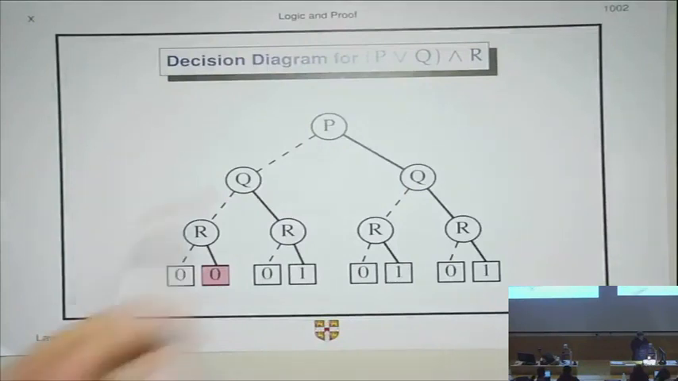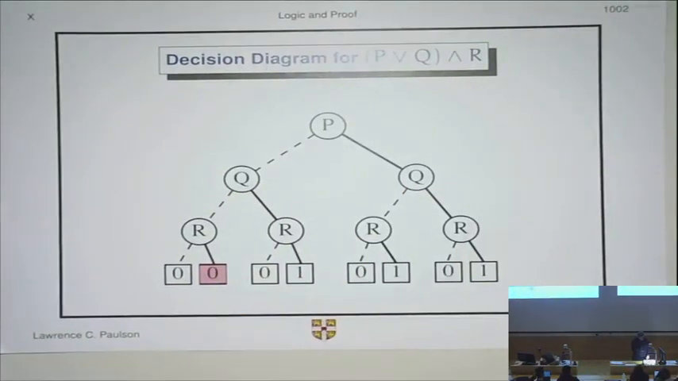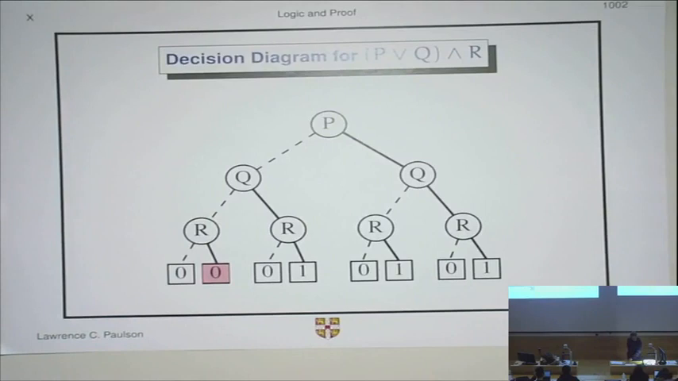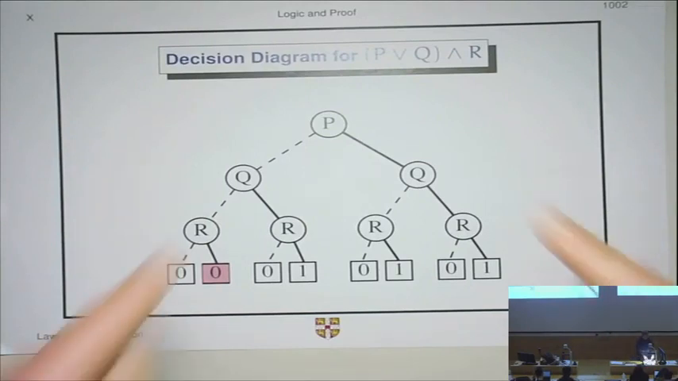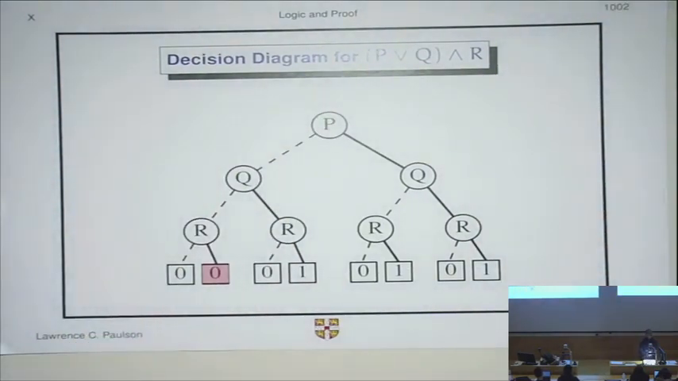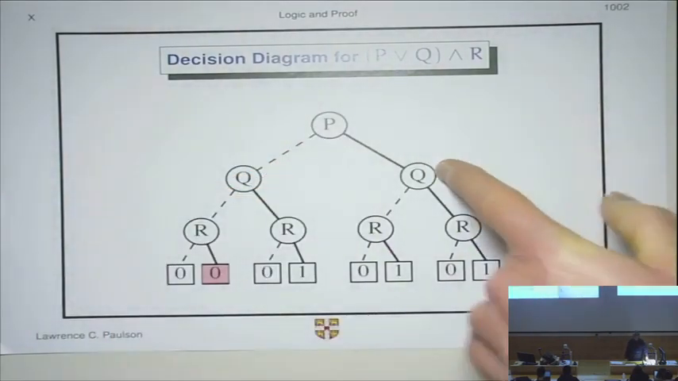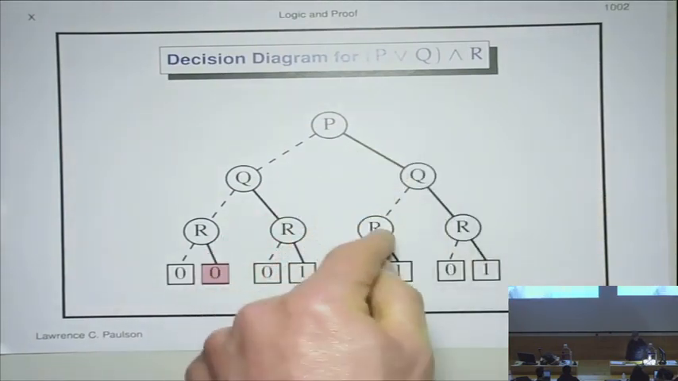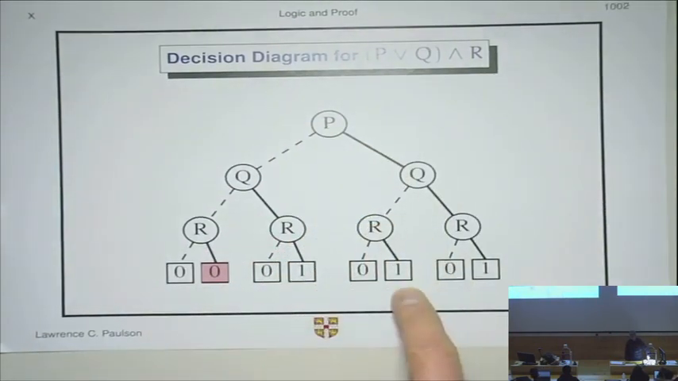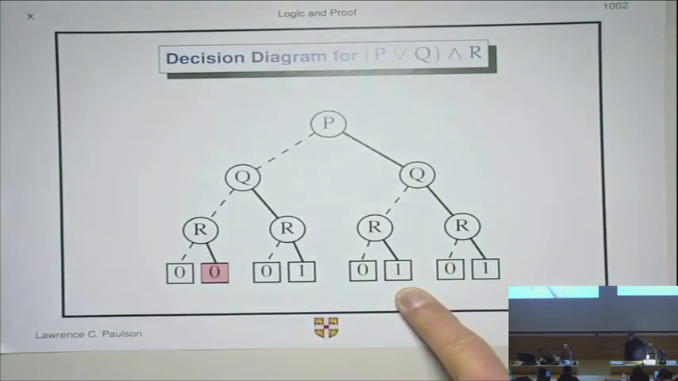And why did I highlight this one? I'm trying to give you an idea about the sharing. You see, this thing gives us a way to evaluate the formula for any particular value, because if somebody tells me, for example, that P is true and Q is false and R is true, and says, what answer do I get? I say, oh, P is true? Okay, you go there. Did you say Q is false? So you go there. You said R is true? Oh, the answer is going to be 1. That's what this thing is doing.